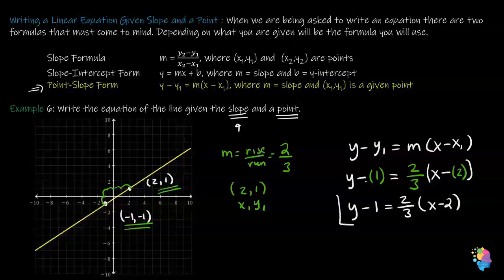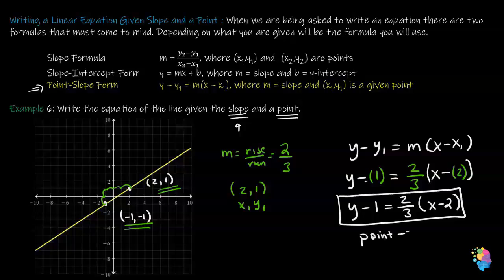And this is the equation for this line and point in point-slope form. Again, if you want to change it into slope-intercept or standard form, then go back to examples 4 and 5.